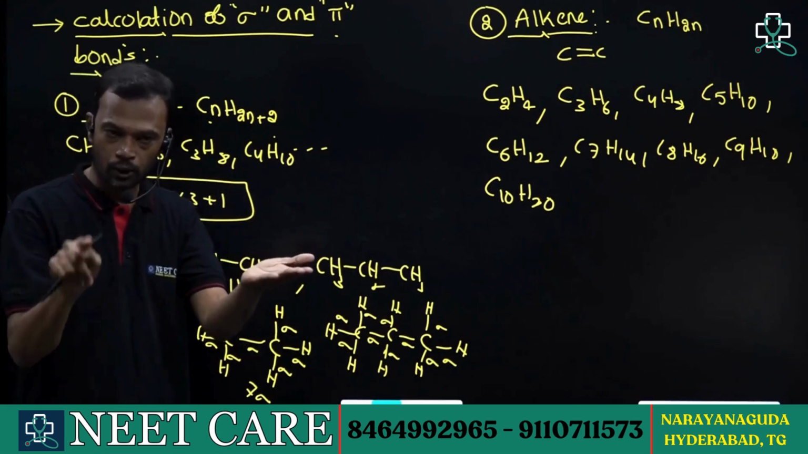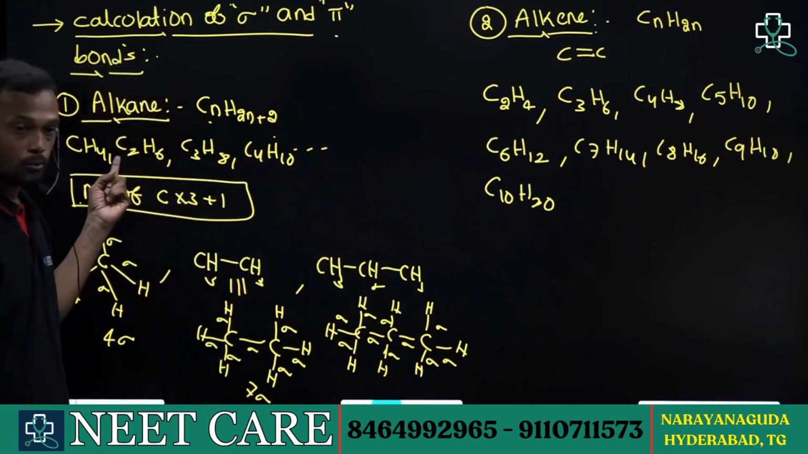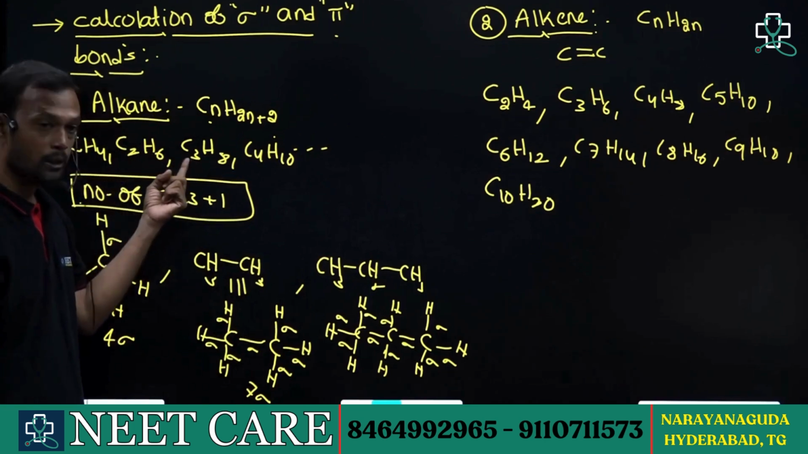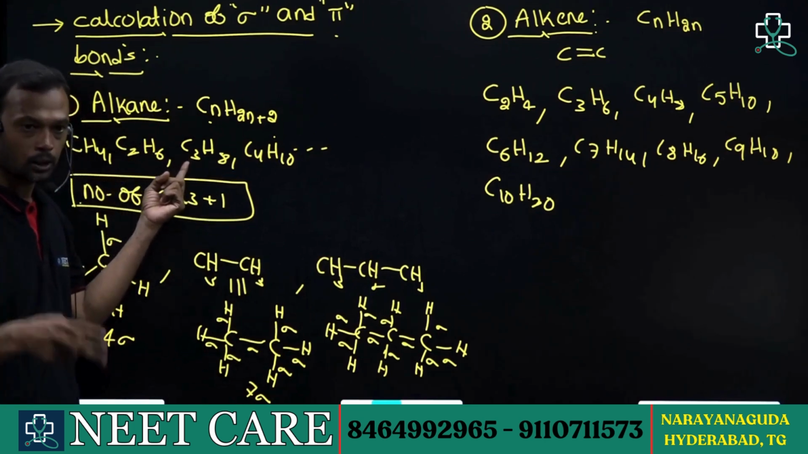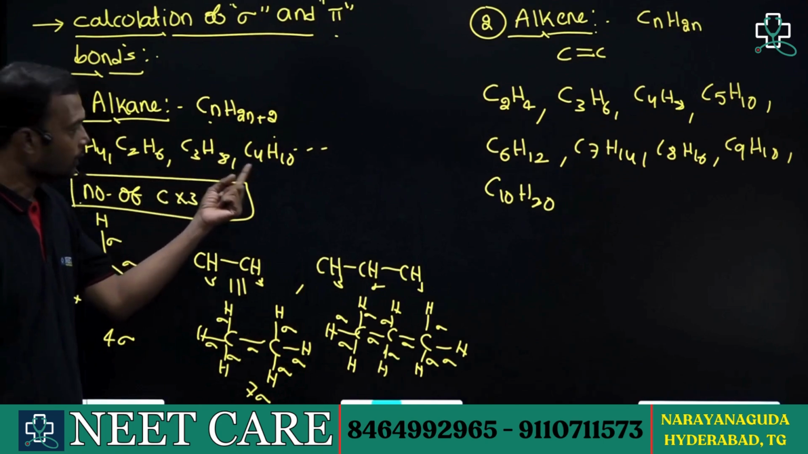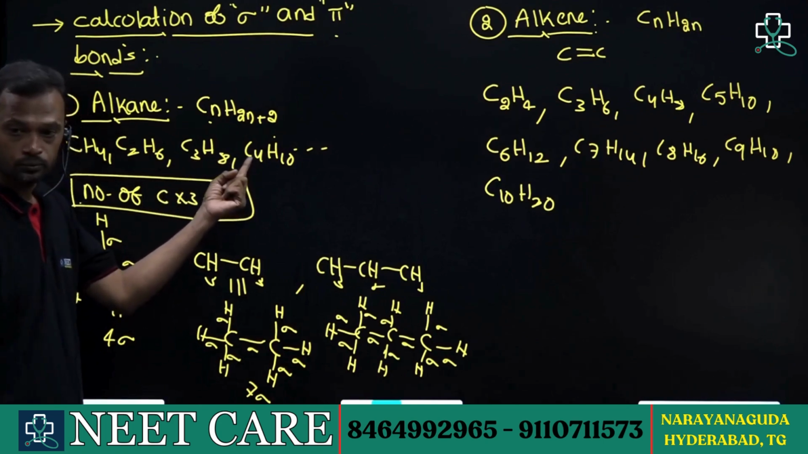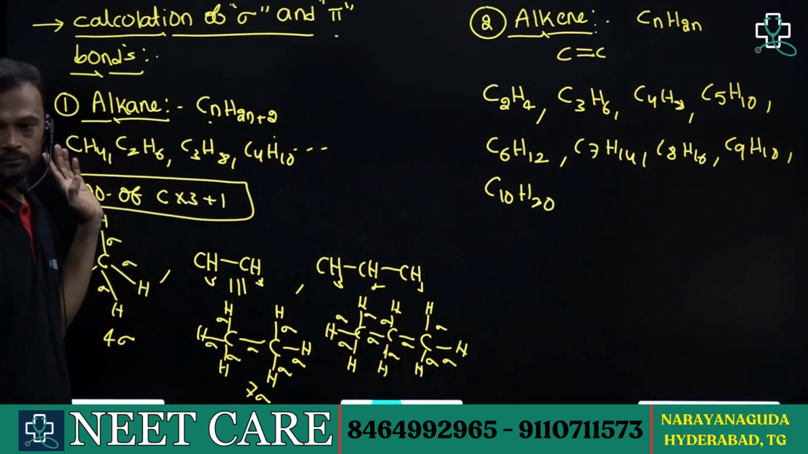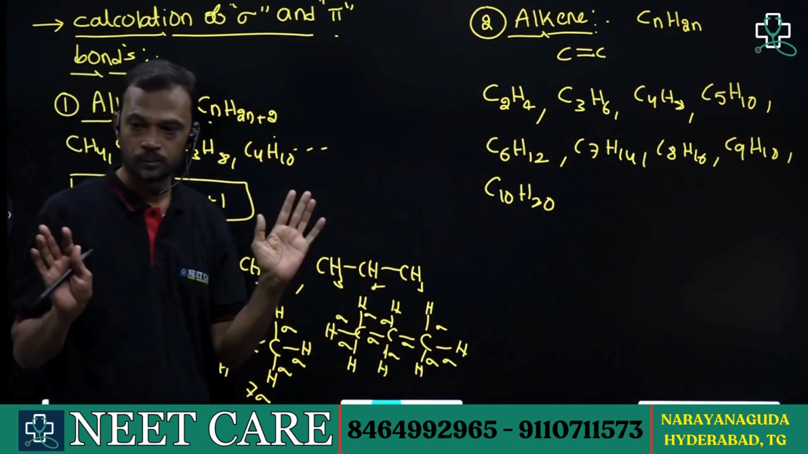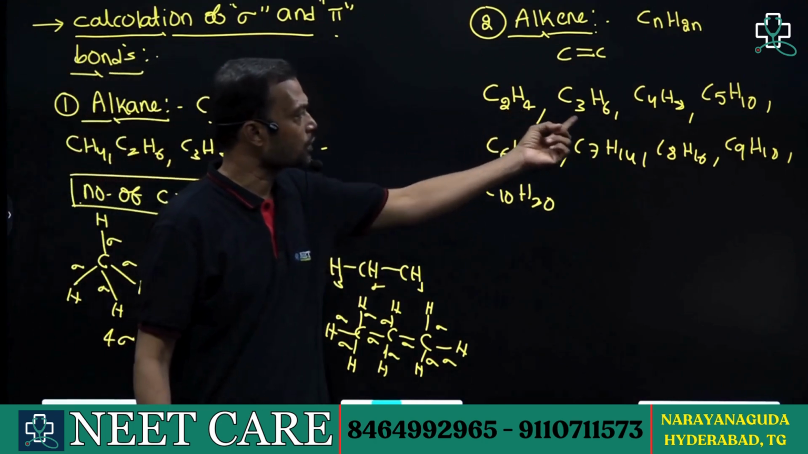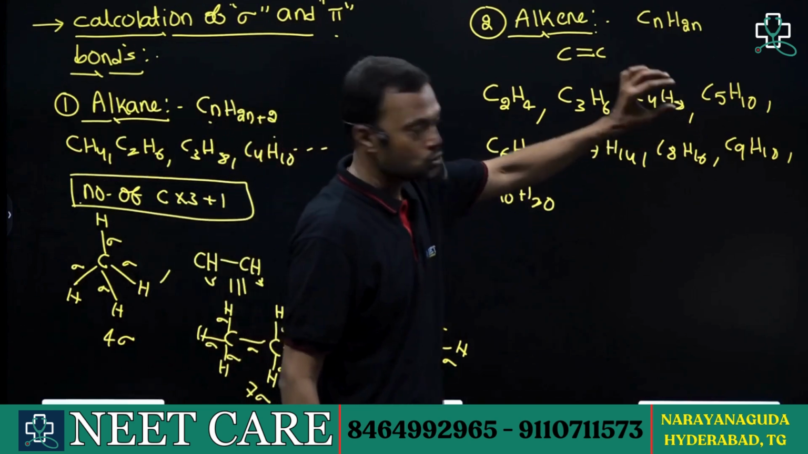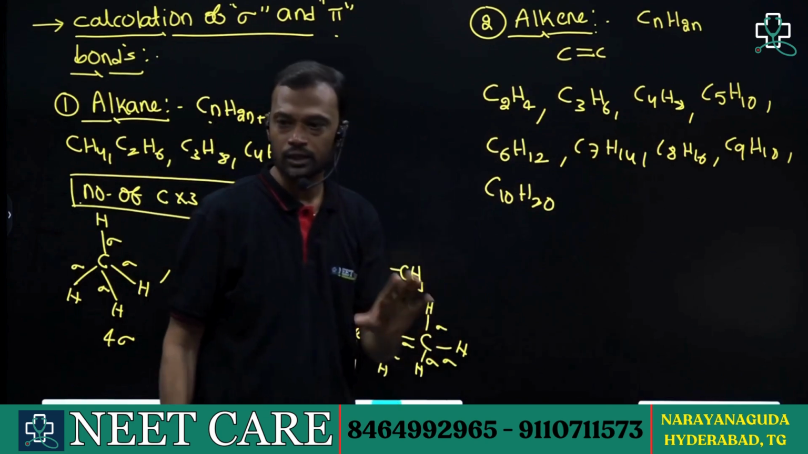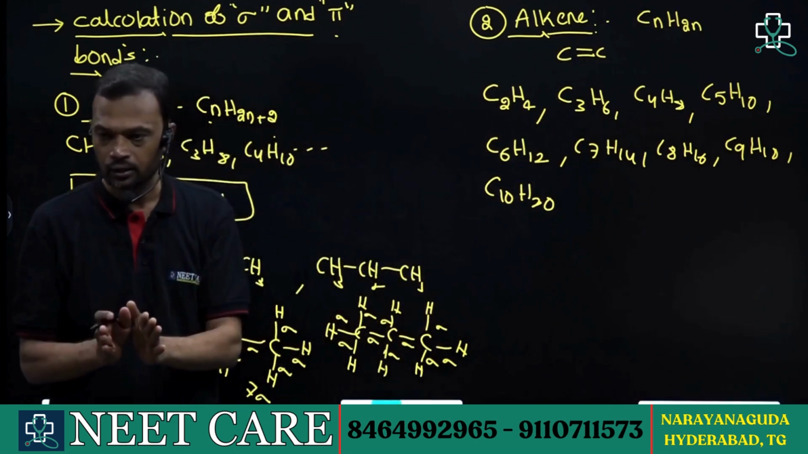If they give hydrogen, double carbon number, how much? 4. Add plus 2, 6. Double the carbon number, 6. Add plus 2, 8. Double carbon number, add plus 2, 10. So this is a way to identify alkane. Double the carbon number, add plus 2. That is alkane. So by watching this formula, one can easily identify whether the given molecule is either alkene or alkane.